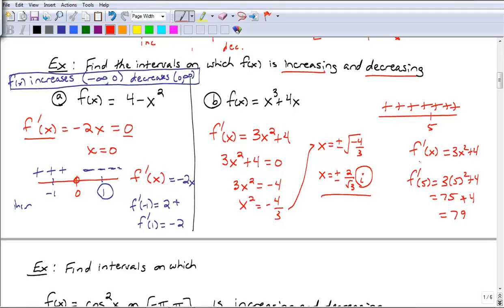You can also see by looking at it: x squared is always a positive number, 3 times x squared will still be positive, and I'm just adding 4 to it. The derivative is always positive, everywhere. It's never 0, because I got an i when I tried to find that. So I know that this function is increasing the whole time.